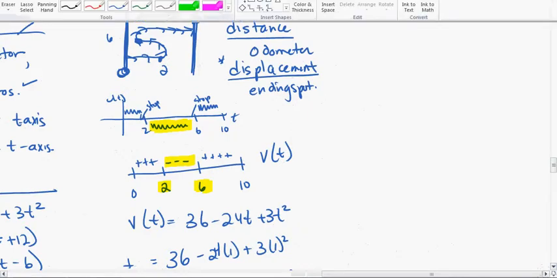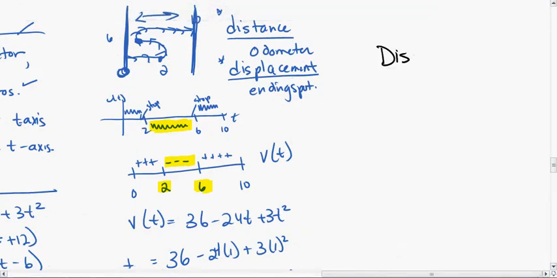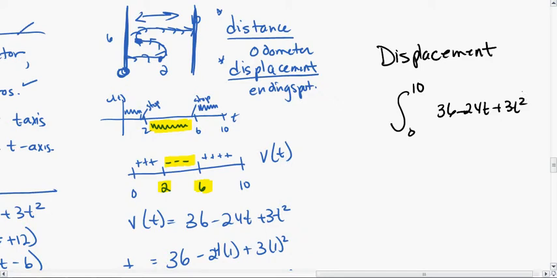So we're looking for displacement right now, which means that we want to find where this particle finally lands, not how far it's traveled, but where it ends up, its position at the end of 10 seconds. So we're just going to take the integral from 0 to 10 of our original function, 36 minus 24t plus 3t squared dt.